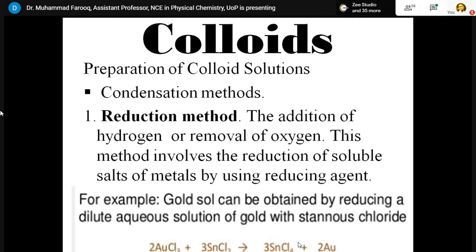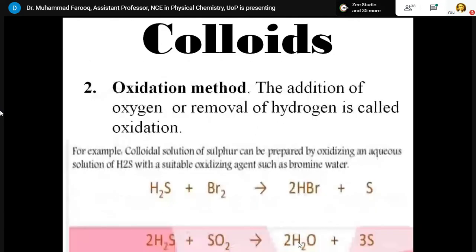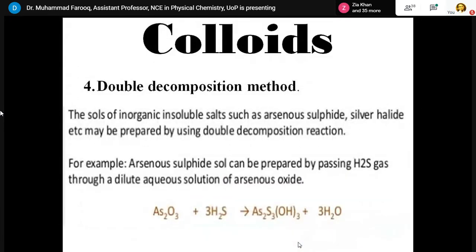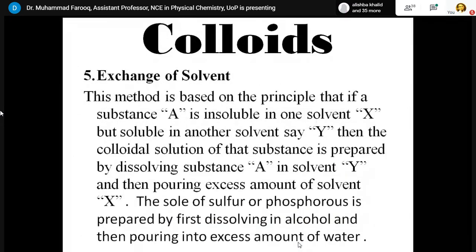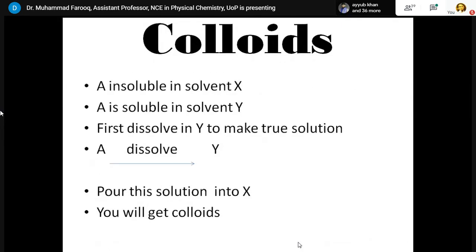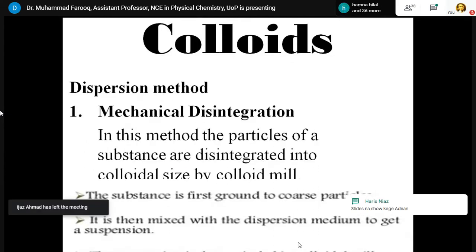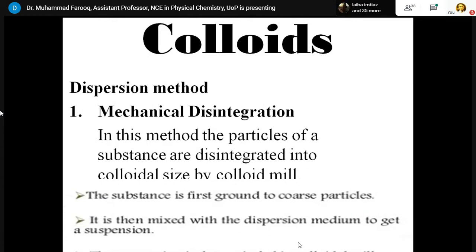Okay, so in the condensation method we have discussed the reduction method, oxidation method, hydrolysis method, double decomposition method, and exchange of solvent method. Already we have discussed these in detail in the previous class. Today we will discuss the dispersion method. In the dispersion method, the larger molecules are broken. So the first method is mechanical disintegration. Disintegration means breaking. So the first method in dispersion is the mechanical method.